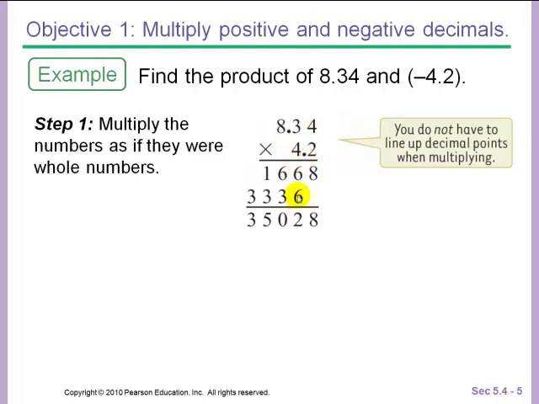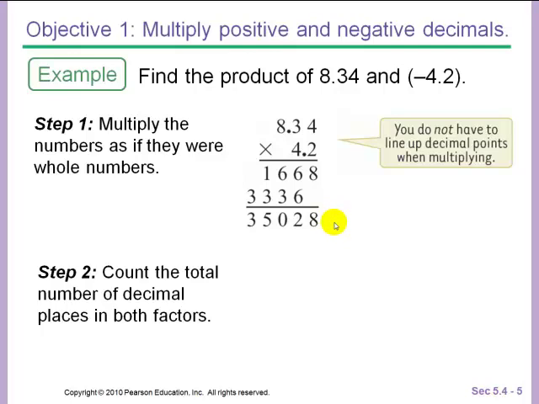4 times 4 is 16, carry the 1. 4 times 3 is 12, plus that 1 is 13, carry that 1. 4 times 8 is 32, plus that 1 is 33. Add these numbers all up, and we get 35028. Notice, we are not lining up the decimal places, we're just lining up the last digit. That is very, very different from adding and subtracting.